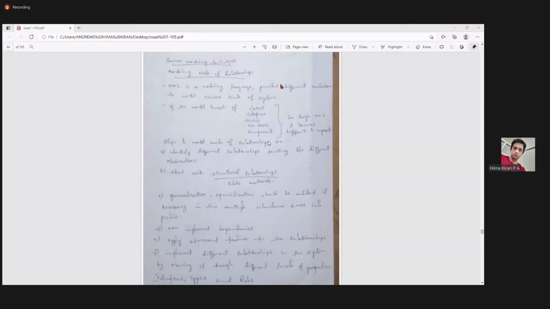Then the steps to model webs of relationships are as follows. The networks of relationships can be represented by, first, identifying the different relationships existing between different abstractions. Here abstraction is nothing but a class, because our unit name is advanced classes and we have been discussing classes for many days. That's why here abstraction is nothing but a class.